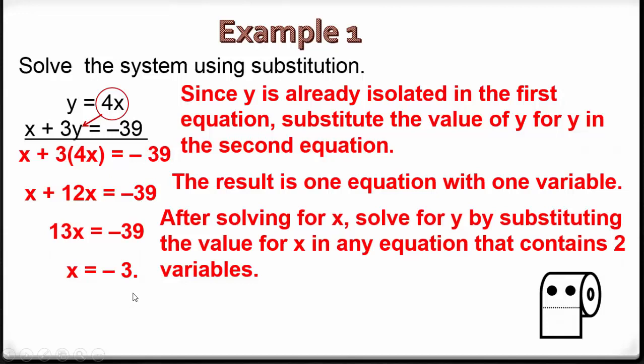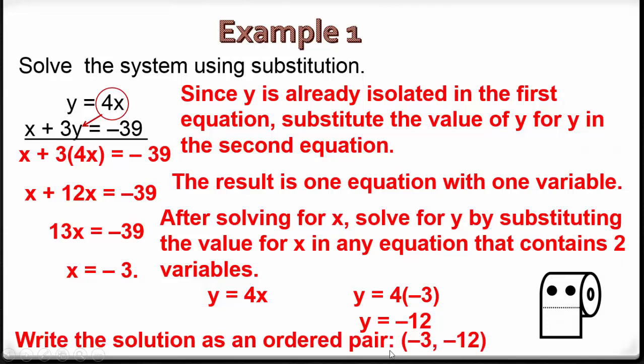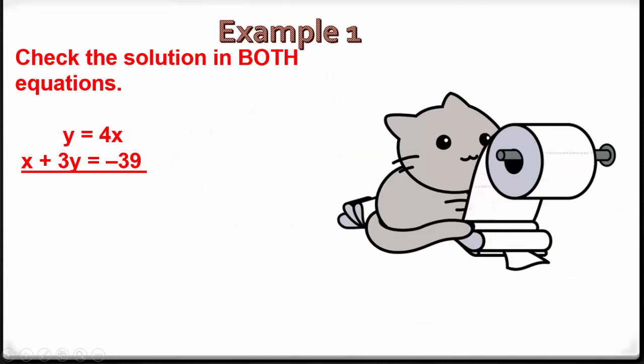And in order to find y, we're going to take this x and substitute it into one of these two equations. I will use the first equation, y is equal to 4x, and I will substitute in the negative 3 that I found here into the x, and I finally get y is equal to negative 12, since 4 times negative 3 is negative 12. And we write the solution as an ordered pair because this represents where the two lines intersect. These are linear equations, and they intersect at point negative 3, negative 12. Now, it's always a good idea to check the solution in both equations.